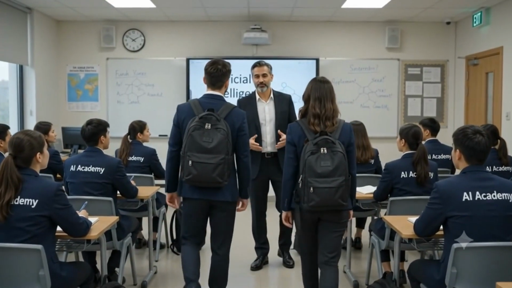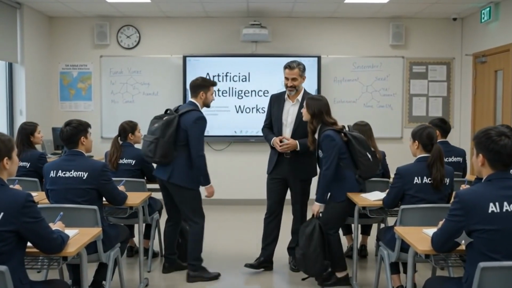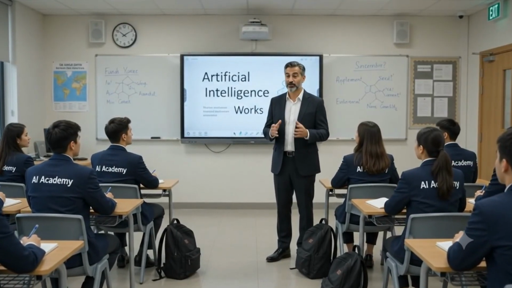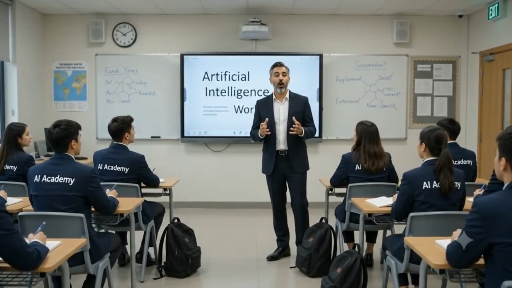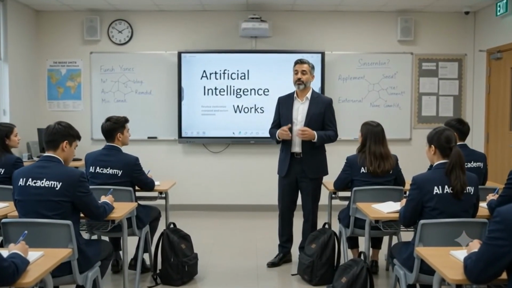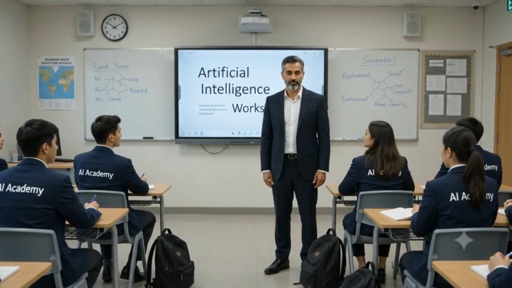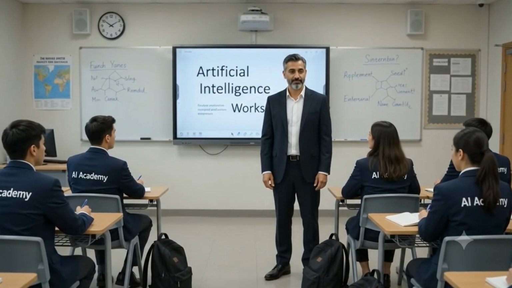In our previous class, we learned what artificial intelligence is. Today, we will understand how artificial intelligence actually works. To understand how artificial intelligence works, we must first look at how it processes data. This brings us to neural networks. Are there any questions on this?